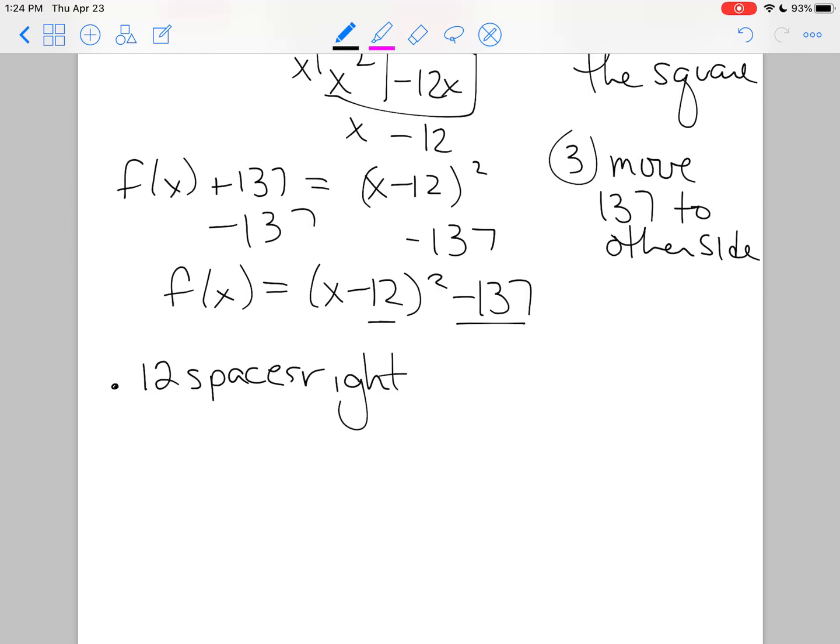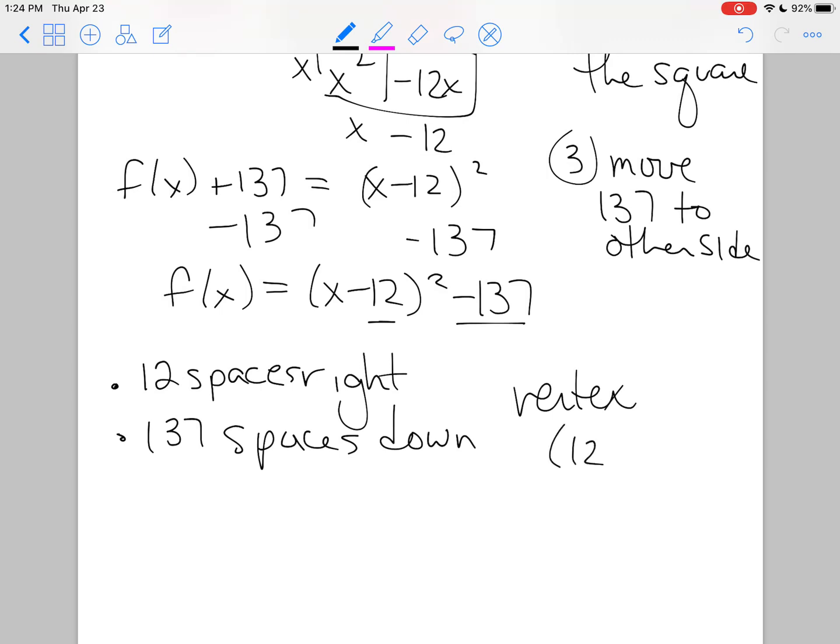This is a negative 37. So that means we're moving 137 spaces down. And that makes the vertex at 12, negative 137. All right. Okay, so that's the first one.